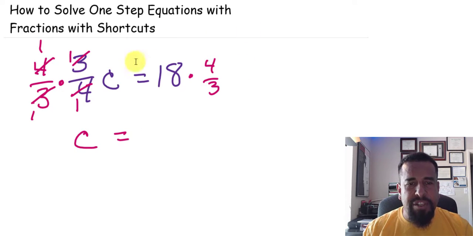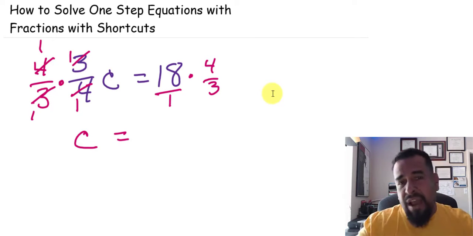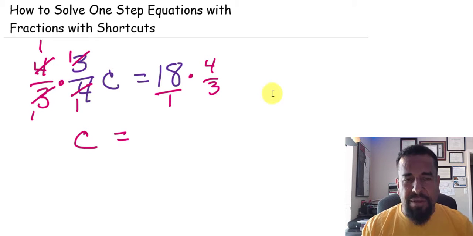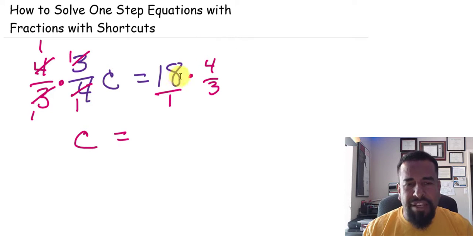Now this here tends to throw people off. Feel free to write a 1 under the 18. It doesn't change the value, and that's really how you can write a whole number as a fraction. Now you can see you're just going to multiply straight across. 18 times 4, 1 times 3.